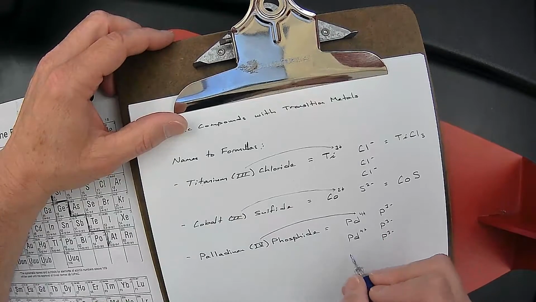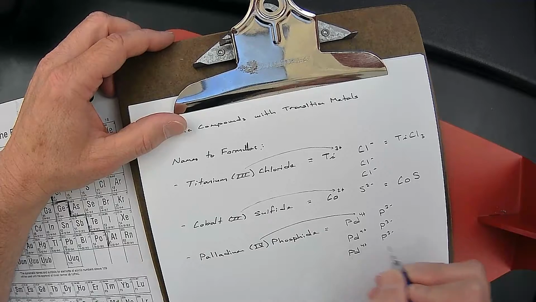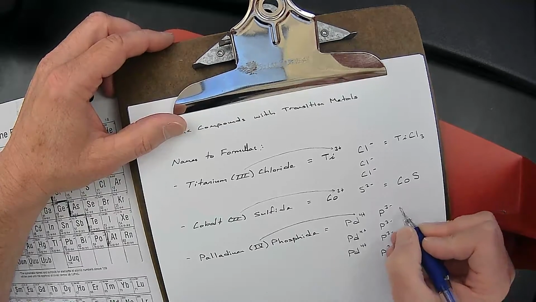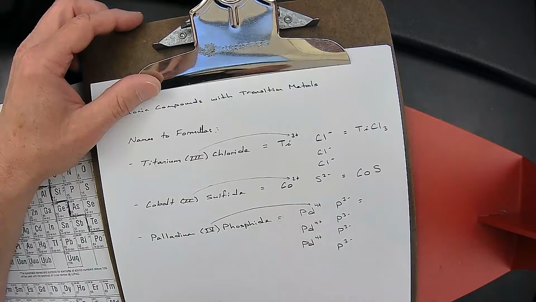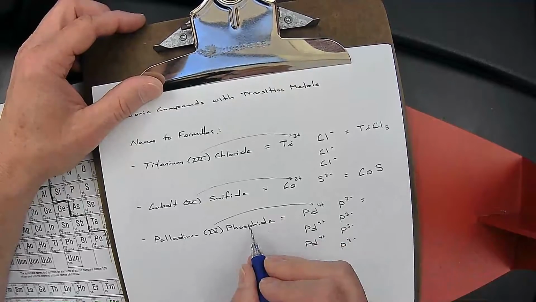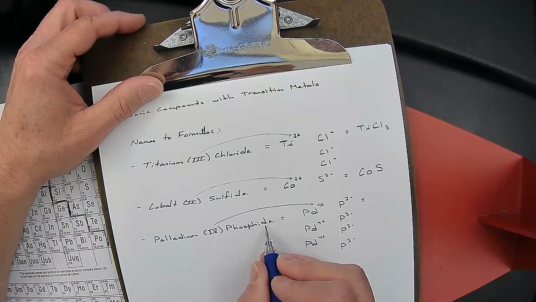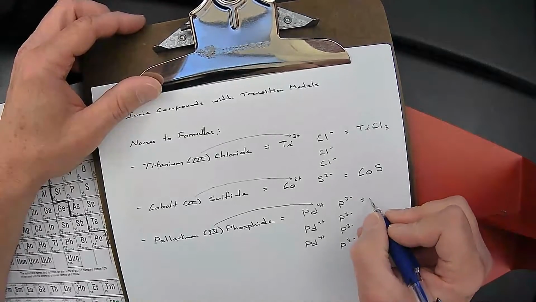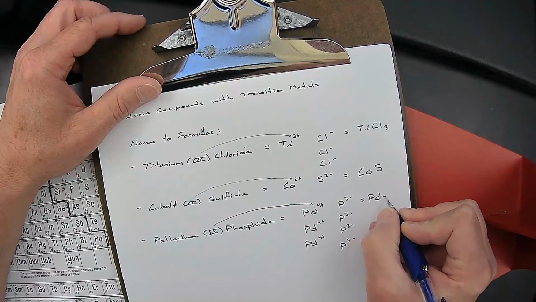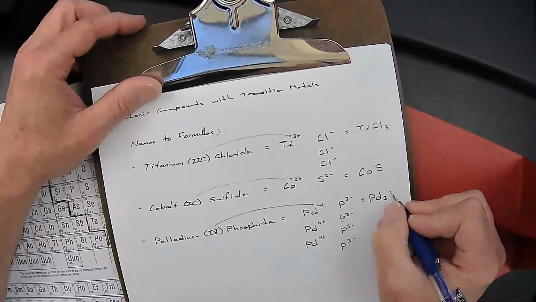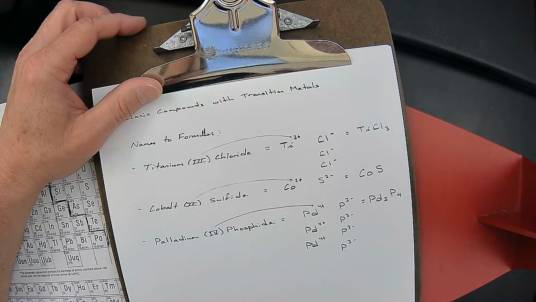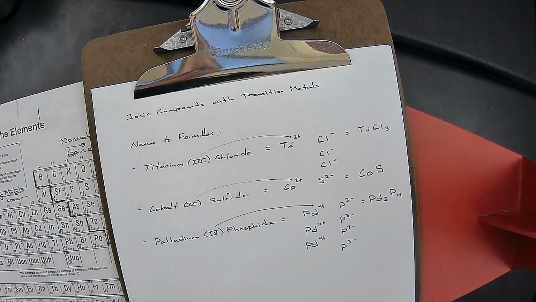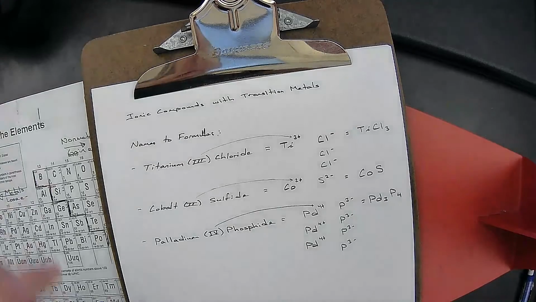That gives me 9 minuses. So another Pd with a 4+, and then finally a P with a 3-. So palladium with the Roman numeral 4 indicates that it's a 4+, and P with a 3- is phosphide, ending in IDE, so we know it comes from the periodic table. So we end up with 3 Pds and 4 Ps. Pd3P4.